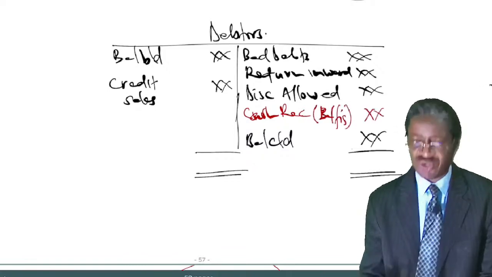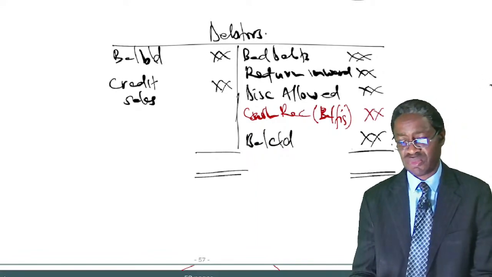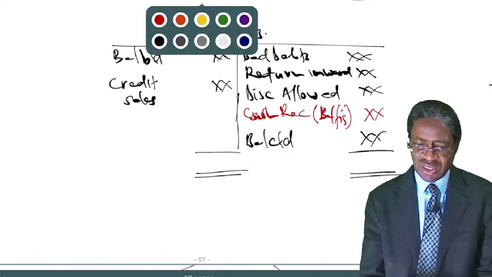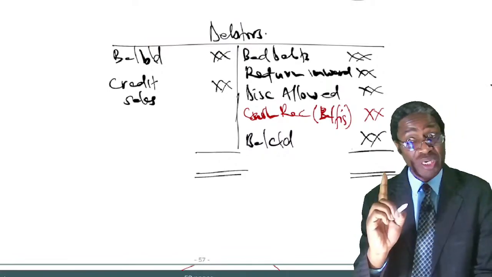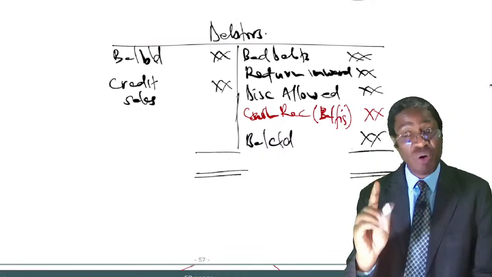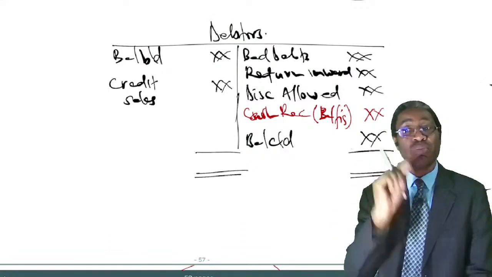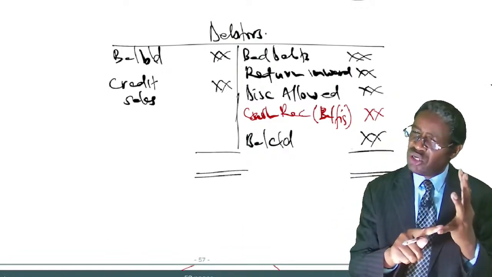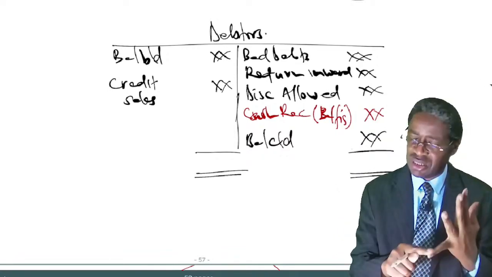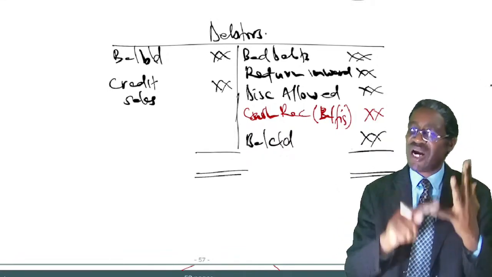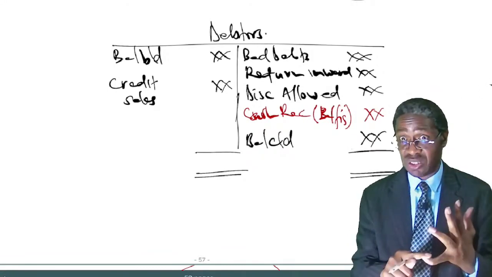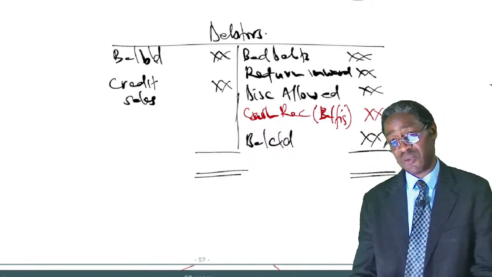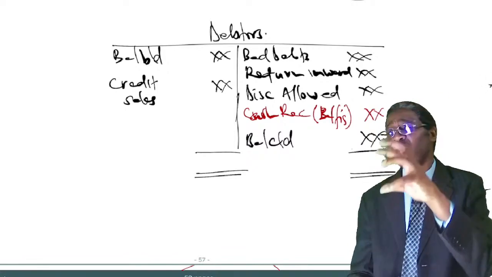Cash received from customers. Listen carefully also. The other critical point I want you to remember is we are looking for cash received from customers. I have not said we are looking for cash received from debtors. No, we are looking for cash received from customers, debtors being part of the customers. We are looking for cash received from all of them.